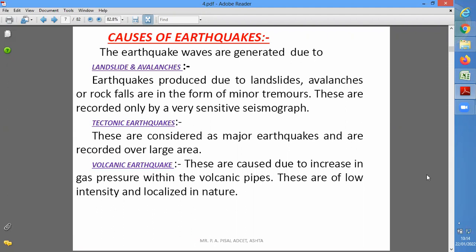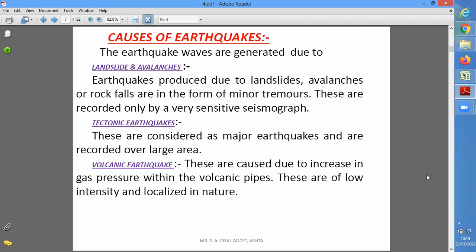So these are recorded only by a very sensitive seismograph, that is, an advanced seismograph, if it is fixed in that area. Seismograph means the instrument used for recording seismic waves or earthquake waves. That instrument is considered a seismograph. We are also going to discuss that after this point. So they are limited to a certain area and they are recorded only by a sensitive instrument if one is established in that area.